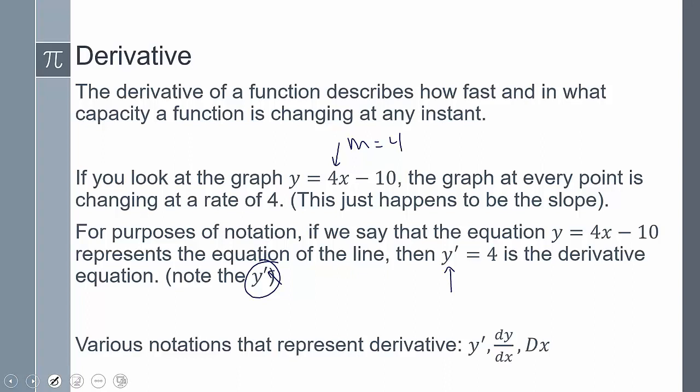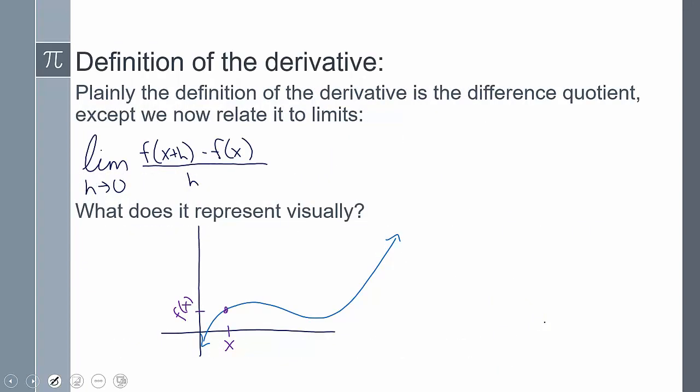Now, there are various notations that represent the derivative. We can say y prime, sometimes we have f of x, or f prime of x, dy over dx, this is the change in y over the change in x, or dx. All of these different notations represent the derivative. Now the definition of the derivative here is the limit as h goes to 0 of f of x plus h minus f of x all over h.